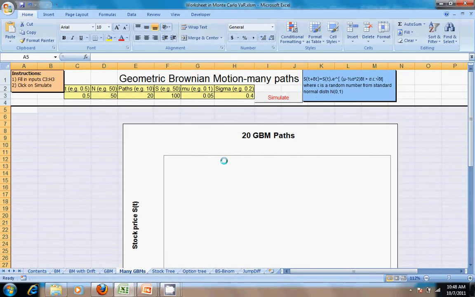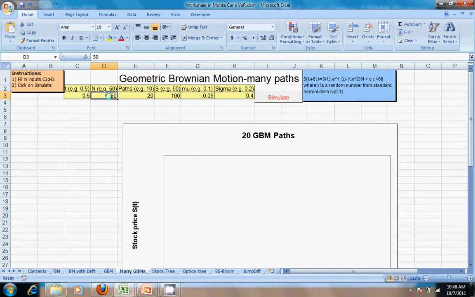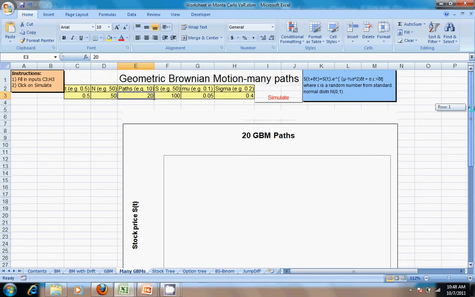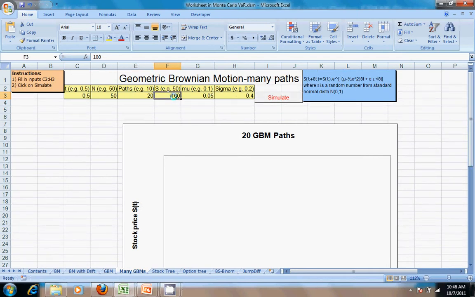So here is my spreadsheet, and I'm going to take these parameters: time as half a year divided into 50 time steps, and I'm going to take 20 stock price paths. I'm not going to take a higher number because that might make the chart look a bit cluttered, so I want to avoid that. And then I'm going to take the initial price as 100, the expected return mu as 5%, and the volatility sigma as 40%.